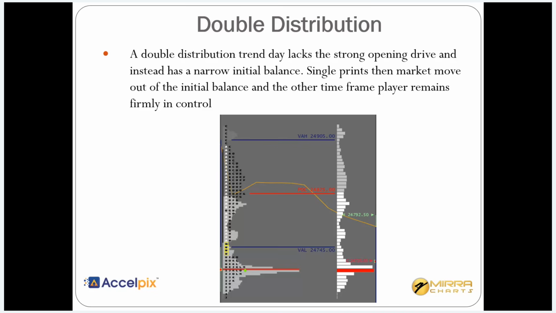Double distribution is nothing but where a kind of neutral profile will happen. All of a sudden, some news will happen. Then it will shift to the lower side or higher side. Okay.